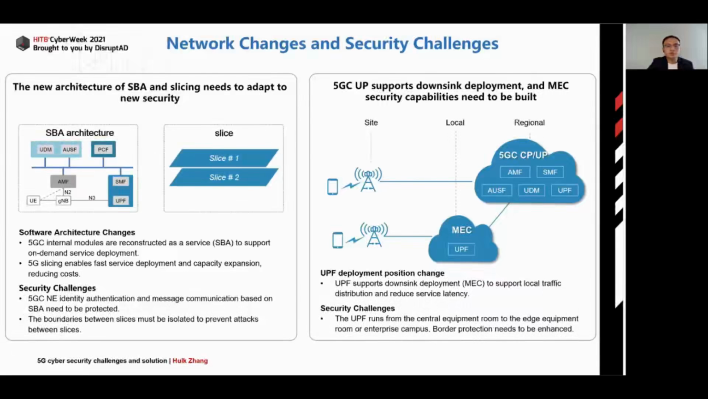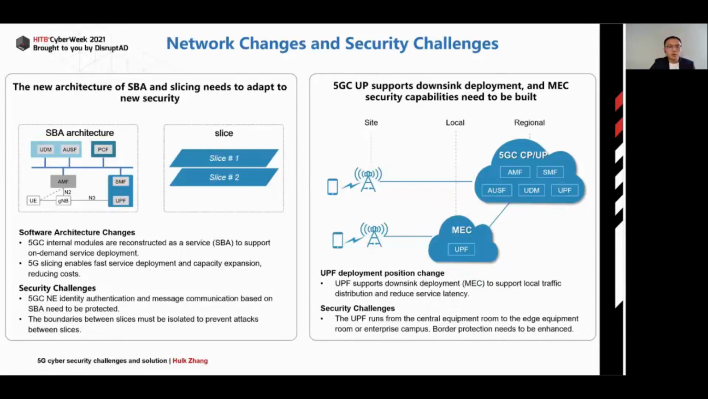As I mentioned previously, the most representative network changes are about the function architecture and slice. Here on this page, on the left-hand side, the first box is the service-based architecture, and in this figure you can see the many network service function modules are isolated. For example, the access and mobility management function, unified data management, authentication server function, session management function, and user plane function are isolated. They are no longer merged together.